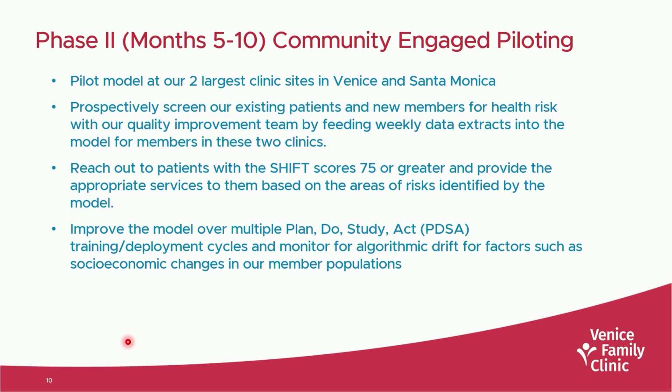Months 5 through 10, we hope to take the model once we've tested it out and prospectively screen members, almost like using our quality team, at our 2 largest clinics in Santa Monica and Venice. Then, based on their cluster of risk, reach out to them with various measures, connecting them to community resources, referring them to specialists, or getting them other care they may need, or even getting them in for a clinic visit if their score is 75 or greater. We may need to fine-tune that cutoff based on the number of patients we screen. And over time, we'll do multiple cycles to get this better in a 5-month period, ideally.